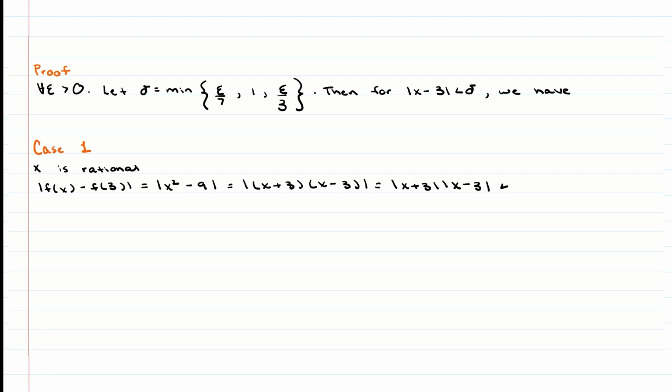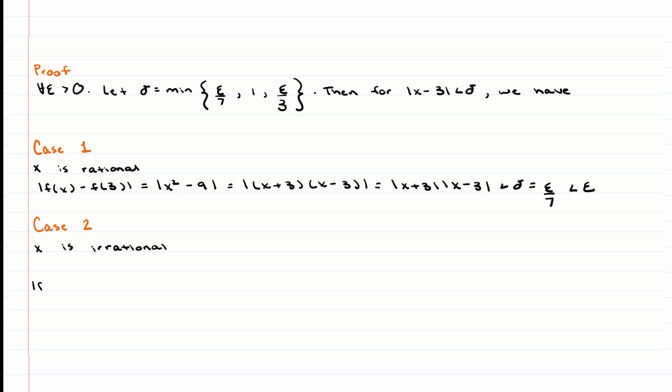And this is less than delta, which we said is equal to epsilon over 7, and epsilon over 7 is less than epsilon. So we've shown that the absolute value of f of x minus f of 3 is less than epsilon for when x is rational. Next, we'll move on to case 2.